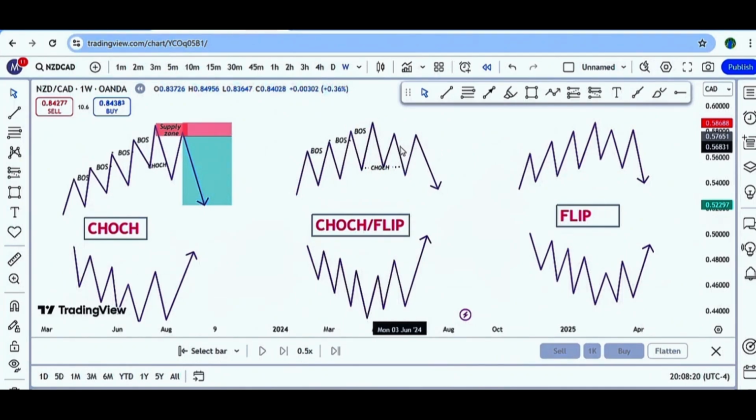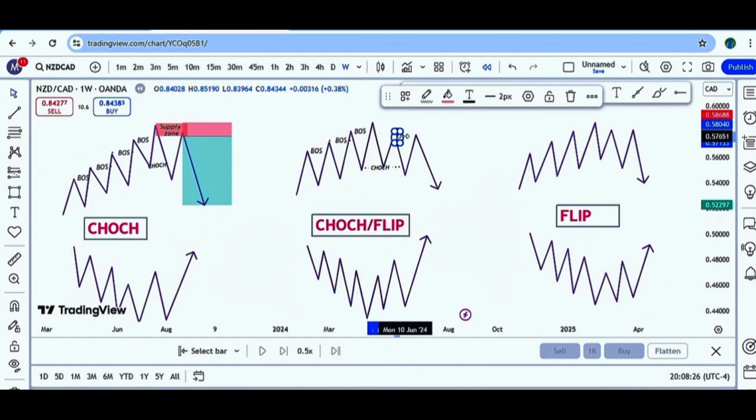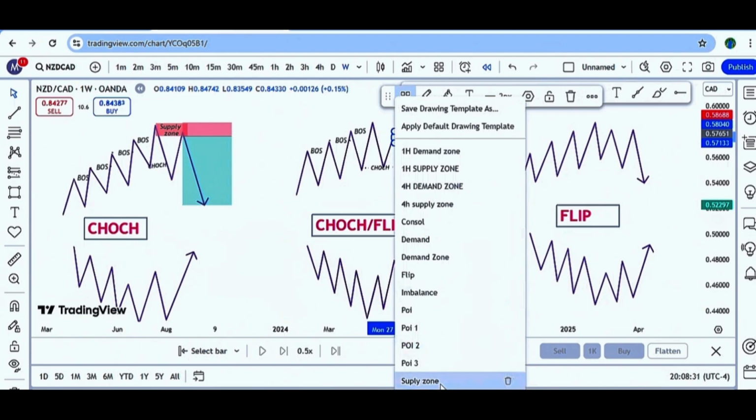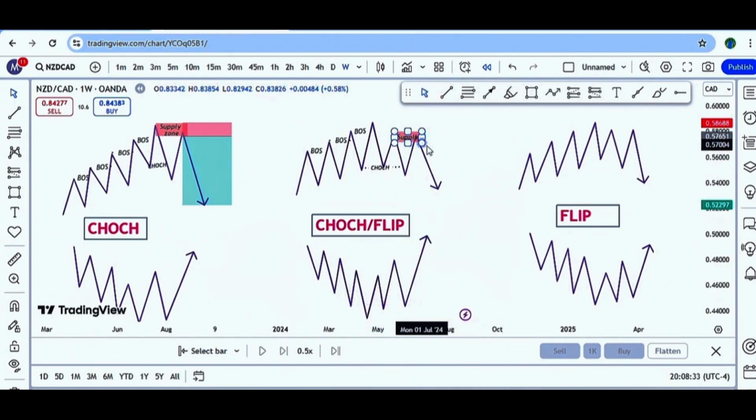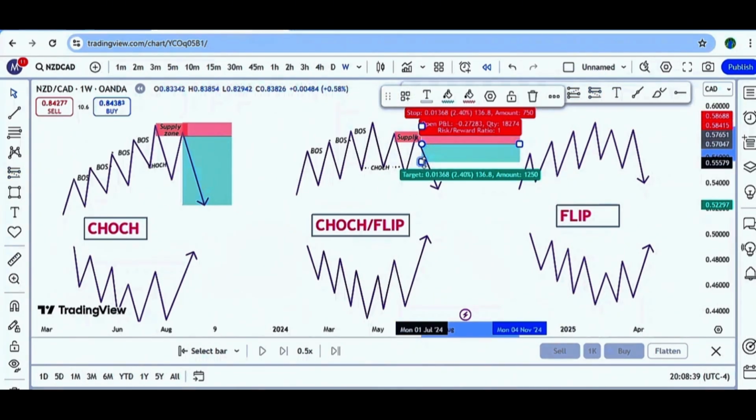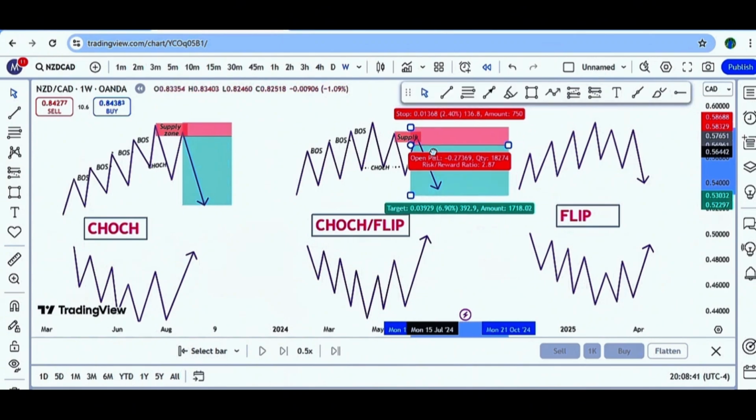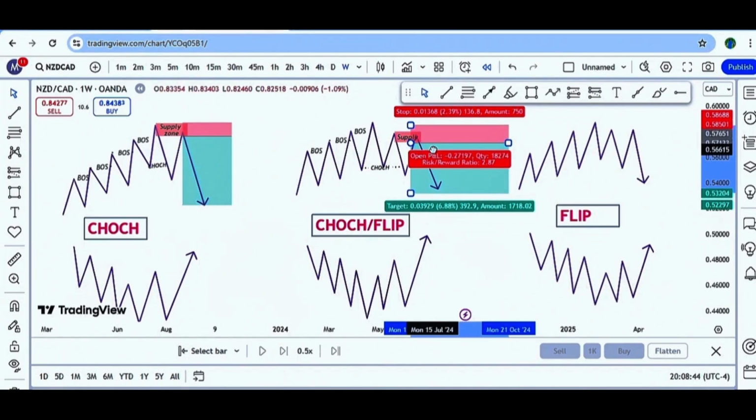So what we are going to do, we'll mark here as our supply zone. We'll mark there as our supply zone. That is a valid supply zone. You initiate your trade when the market goes there and take your money out of the market.